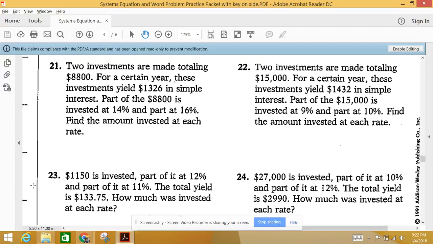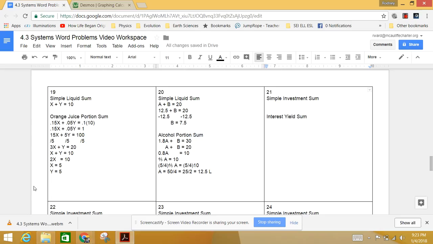So we'll start with number 21. Two investments are made totaling $8,800. So we have two unknown amounts that add up to 8,800. So we already know that we have a simple sum of investments. So I'm going to go in here and I know that I have x plus y equals 8,800. So I know I've got two different amounts of money, or maybe the same amount of money, but unknown amounts of money adding up to 8,800.